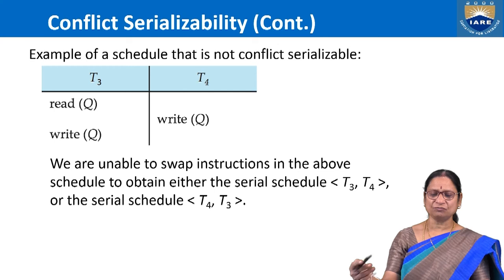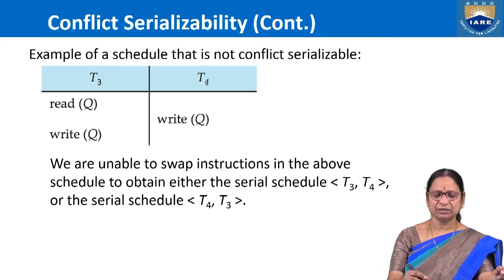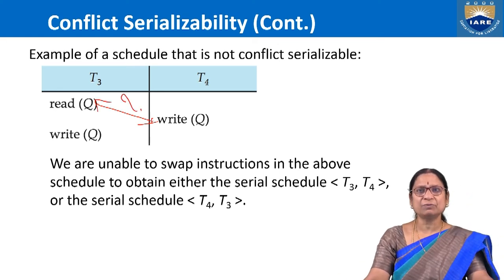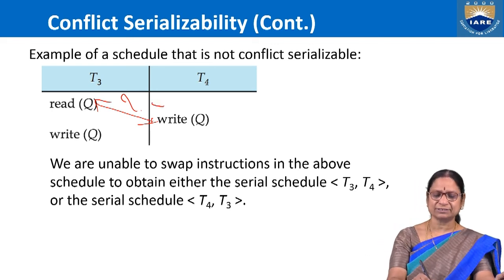This schedule is conflict or non-conflict? Conflict means here, these two: is it possible to interchange? Both of them are on the same data item. One of them is read, one of them is write. So I cannot swap.